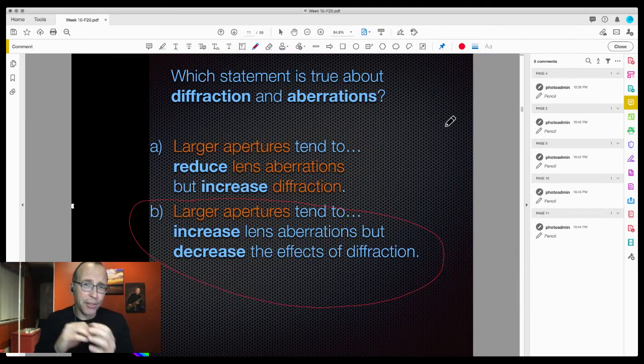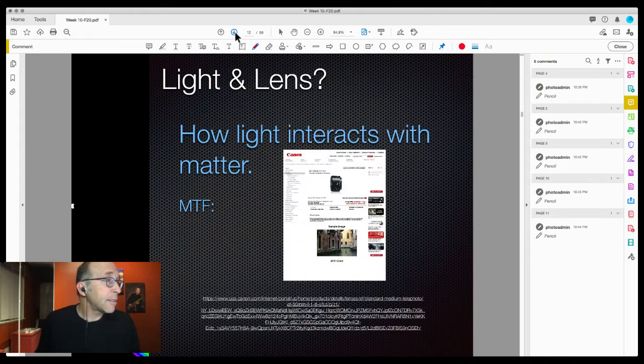So with large apertures, aberrations are the worst. With a smaller aperture, aberrations tend to go away, but diffraction gets worse. So that's it for our review.